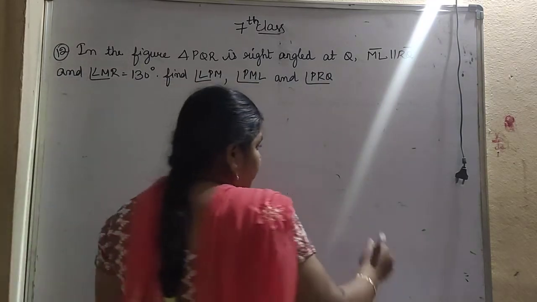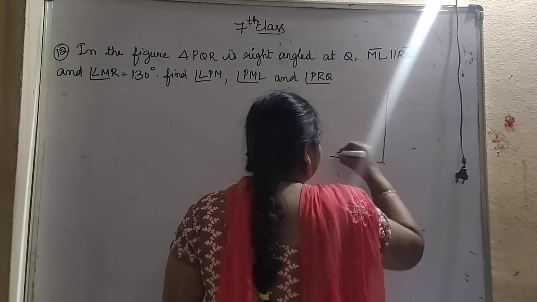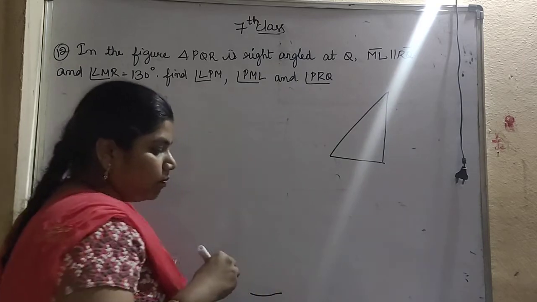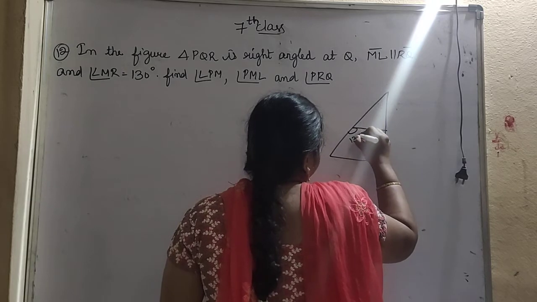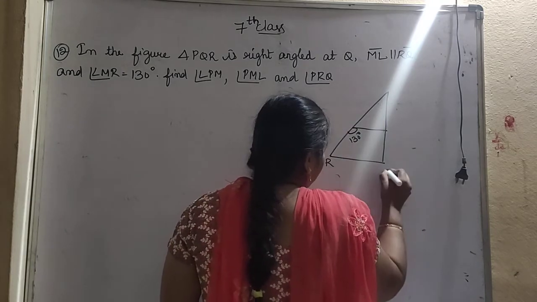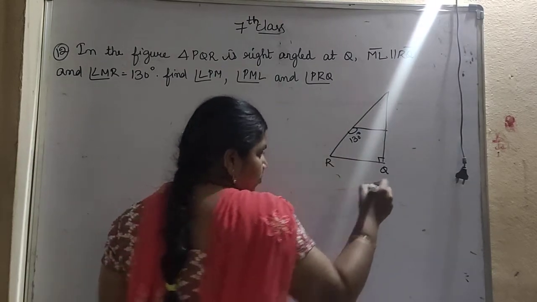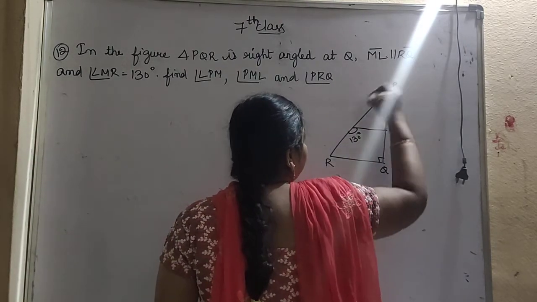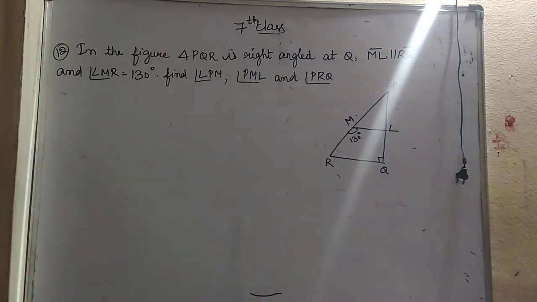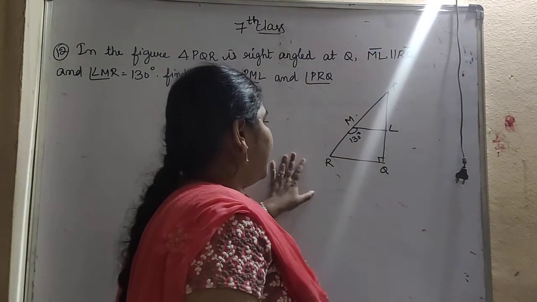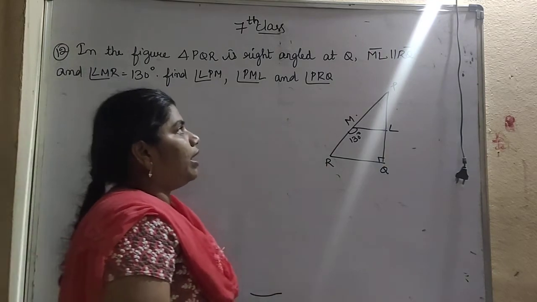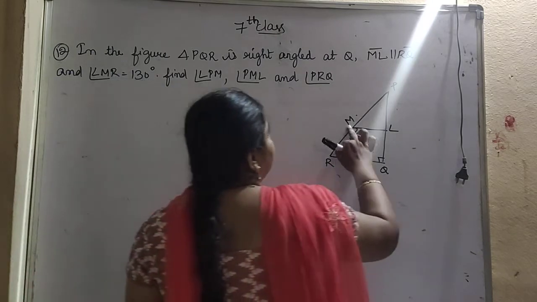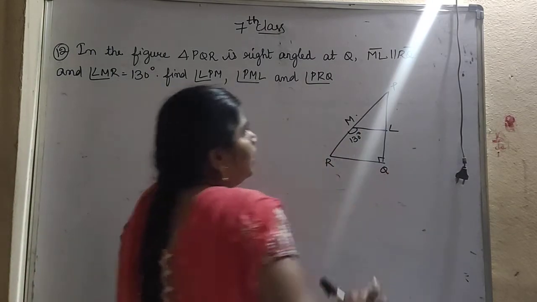So what is the figure here? That is a right angle triangle. So the figure will be in this form, and one line they have given here. This is 130 degrees. RQ, Q is the right angle. LPM. So this is the given figure. In the figure, triangle PQR is a right angle at Q. So this is a right angle triangle, where the right angle is at Q. And here they told that ML is parallel to RQ.